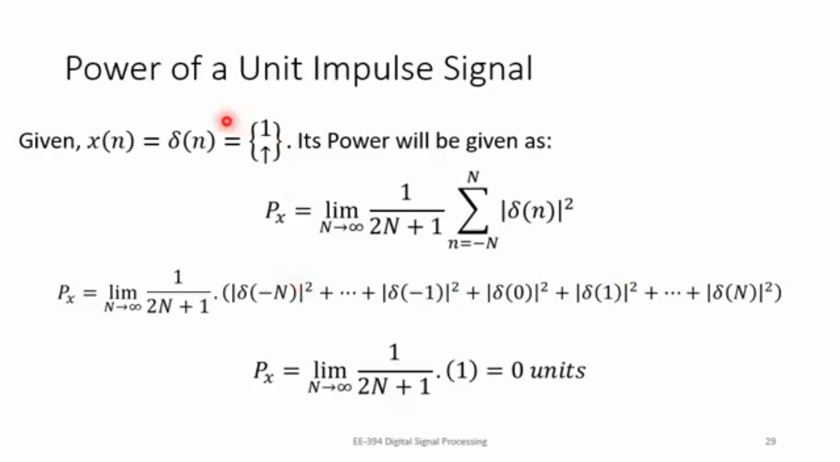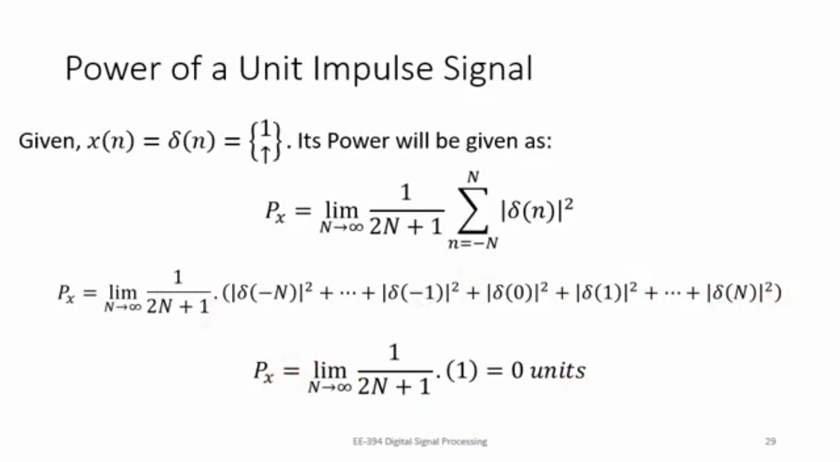And this is the mathematical explanation of what we just described. These are the same formulas. We must note that this is the sum of the individual energies of all impulse values, and because only delta 0 will be 1 and everything else will be 0, this summation will give us 1. So it will be 1 upon 2n plus 1, applying the limit, and we will get to 0 units. So the average power of the impulse will be 0.